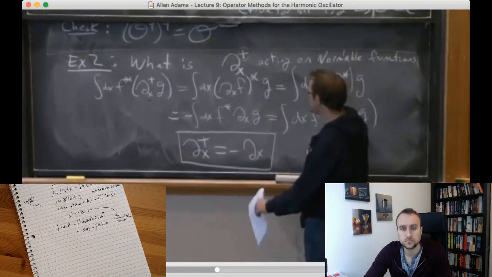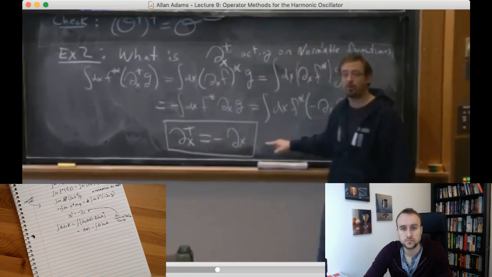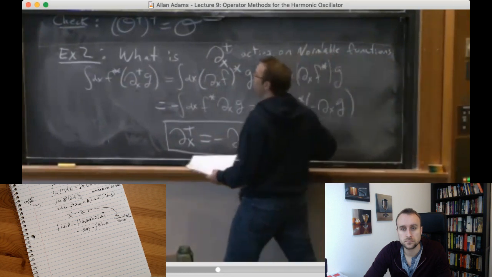Okay, but with that technical detail aside, as long as we're talking about normalizable functions, so these boundary terms from the integration by parts cancel, the adjoint of the derivative operator is minus the derivative operator. Cool? Okay, let's do another example.